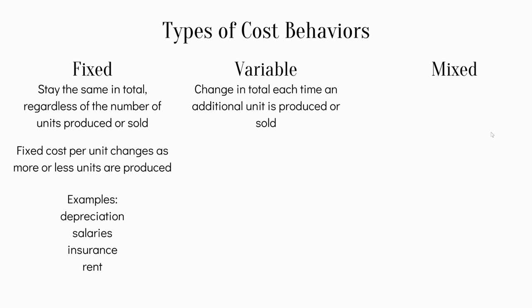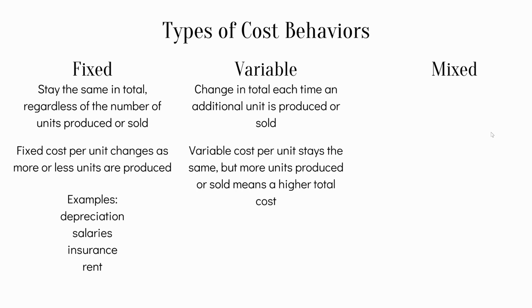Variable costs change in total each time an additional unit is produced or sold. Variable cost per unit stays the same, but more units produced or sold means a higher total cost. Examples of variable costs include direct materials, direct labor, and packaging.